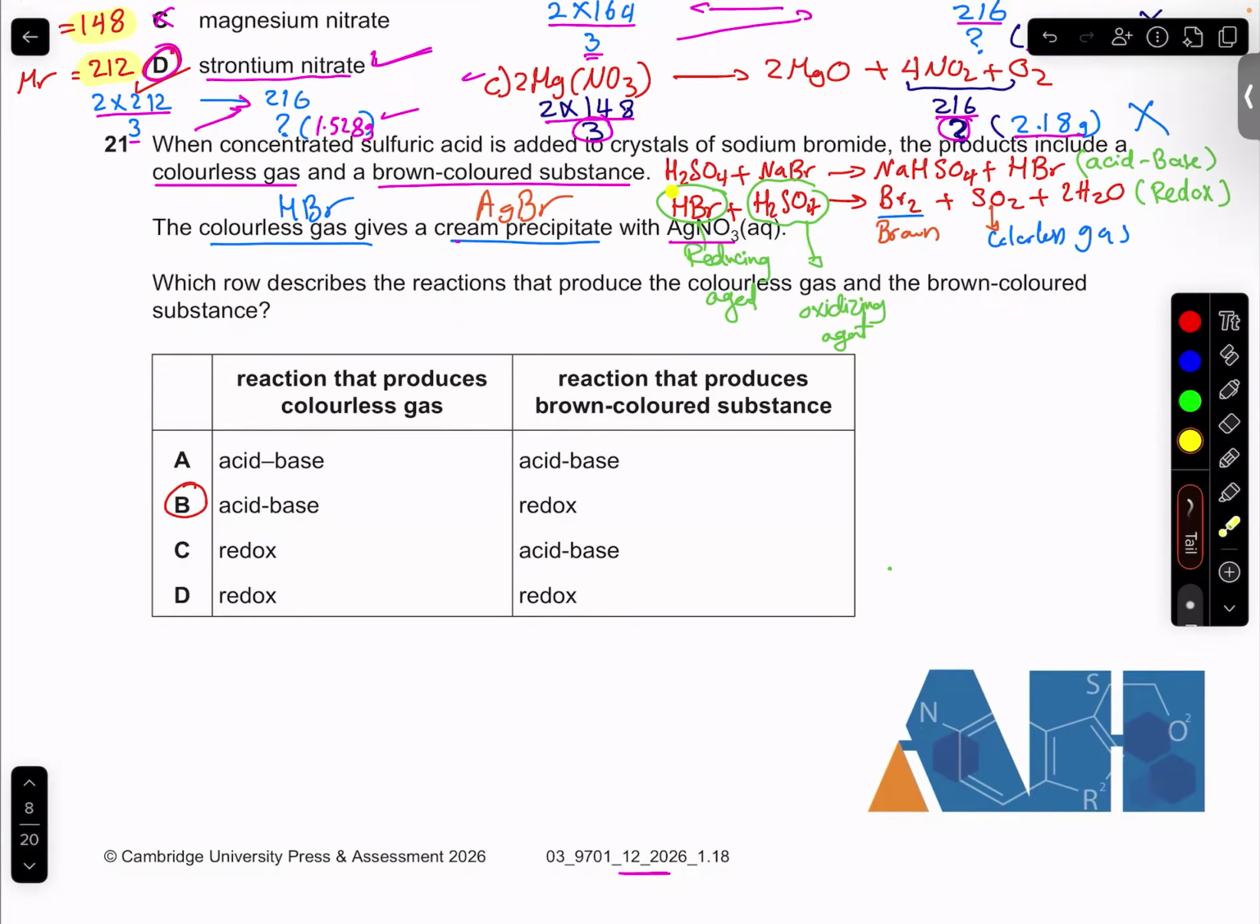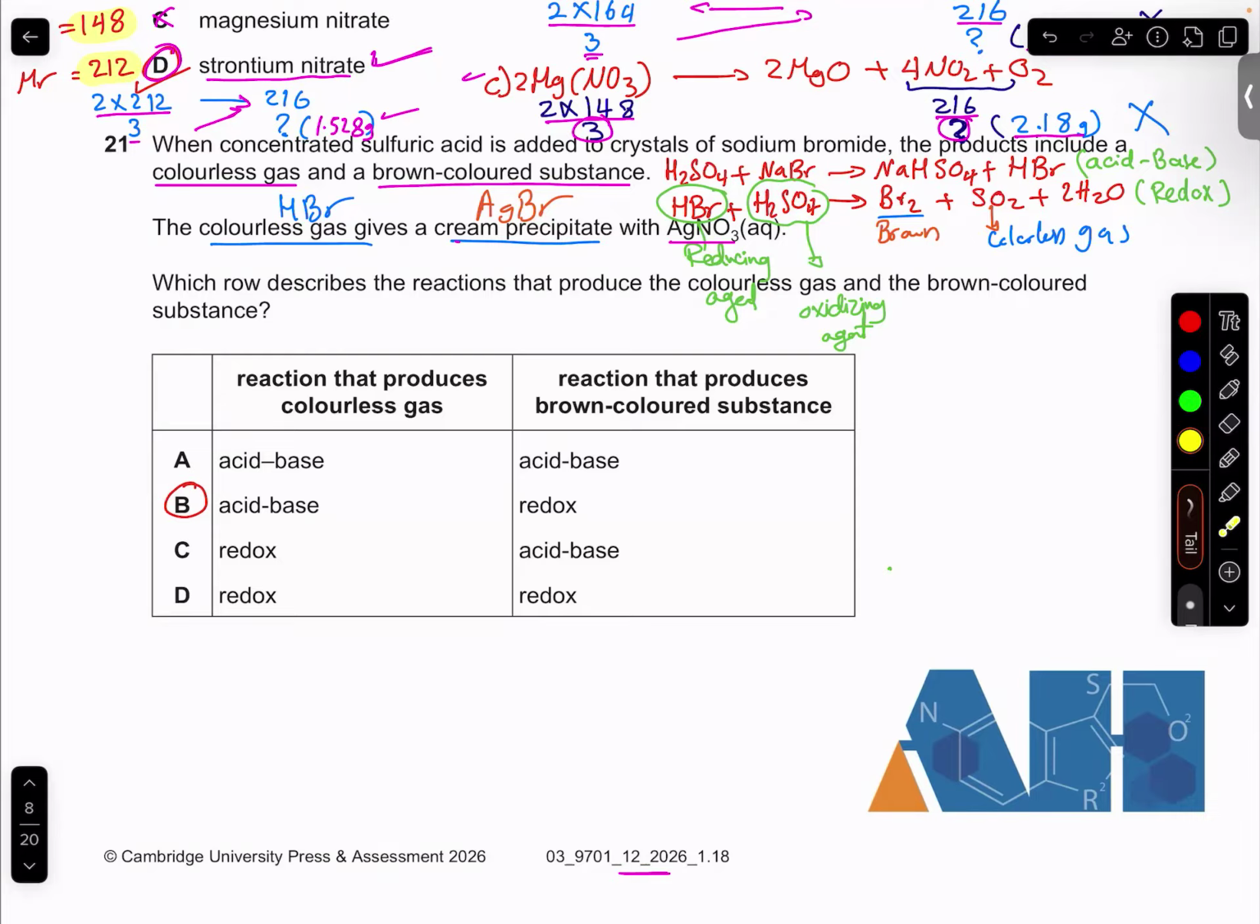So the first reaction is sulfuric acid plus NaBr. It gives NaHSO4 plus HBr. We know that this reaction is an acid-base reaction. And the second reaction, which is HBr plus H2SO4, produces Br2 plus SO2 plus H2O. This reaction is a redox reaction. Why? Because sulfuric acid is an oxidizing agent and the hydrogen bromide is a reducing agent. So this is why the reaction continues until it forms bromine.